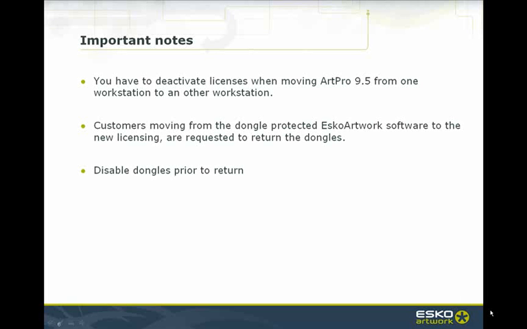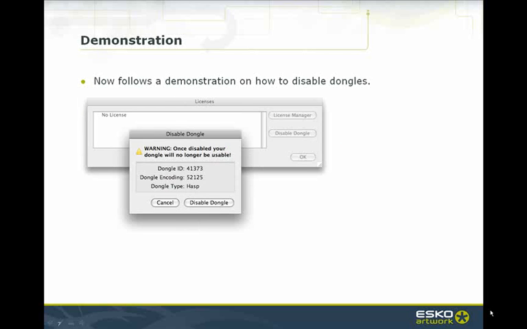Important notes. You have to deactivate licenses when moving ArtPro 9.5 from one workstation to another workstation. Customers moving from the dongle-protected ESCO Artwork software to the new licensing are requested to return the dongles. Temporary activation keys are supplied to the customer until the dongles have been returned. Before you can return the dongle to ESCO Artwork, you should disable the dongle. Now follows a demonstration on how to disable dongles.